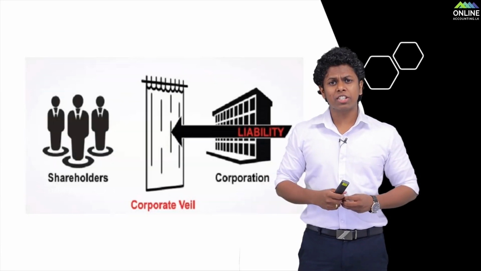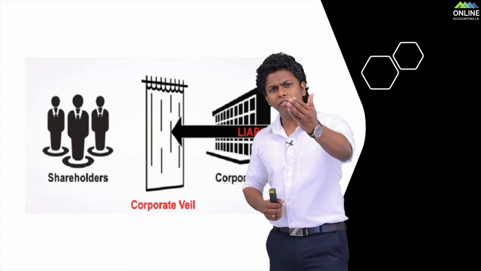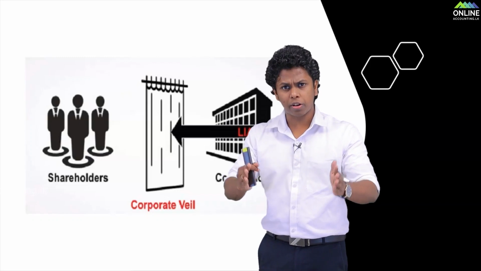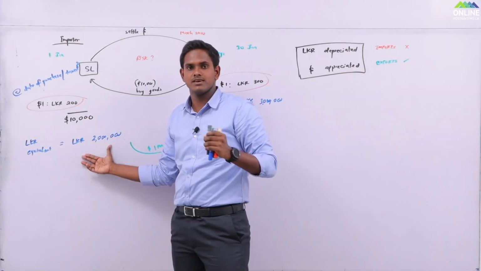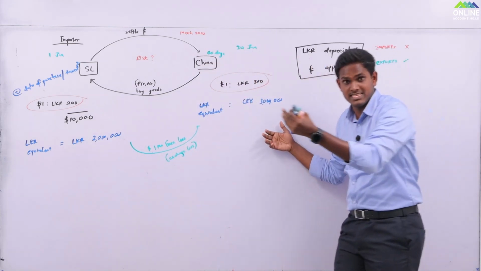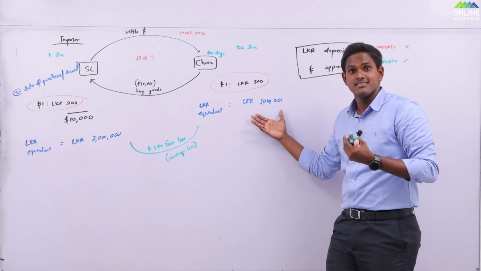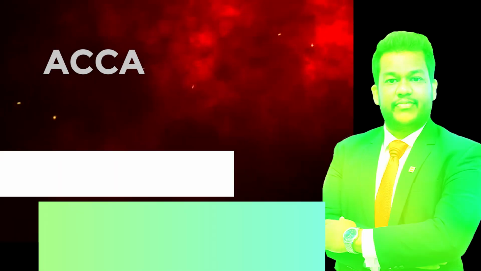For whatever the actions done by me, I am responsible to it, and whatever the actions done by you, you are responsible to it. That is because you are giving the UK customer a 60 days credit. LKR has depreciated. Now when you are receiving money from him, you are going to get 3 million. You have made a 1 million forex gain.